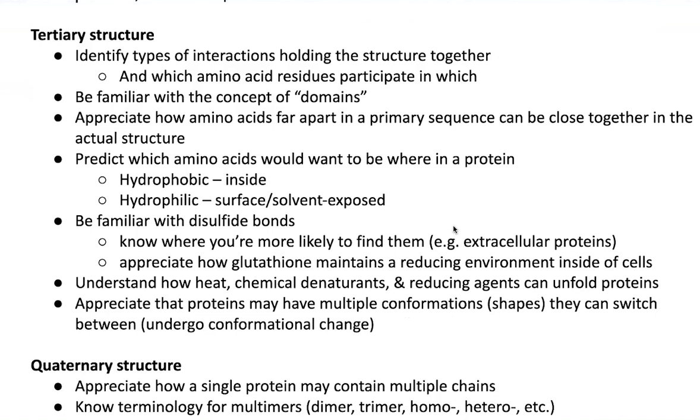Okay, tertiary structure. So now we're talking about kind of like the overall 3D structure of a protein, which involves the interactions with the actual side chains and not just the backbone. So you can have side chain interactions. You can have side chain backbone interactions and things like this. All of this is going to help you form your tertiary structure. So this involves a single chain, but its overall 3D shape. So you want to identify those types of interactions holding the structure together and which amino acid residues participate in which.